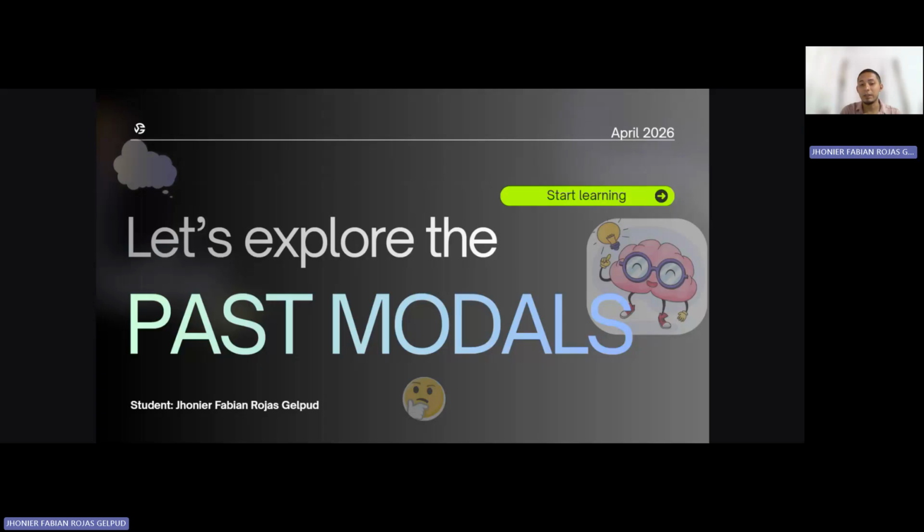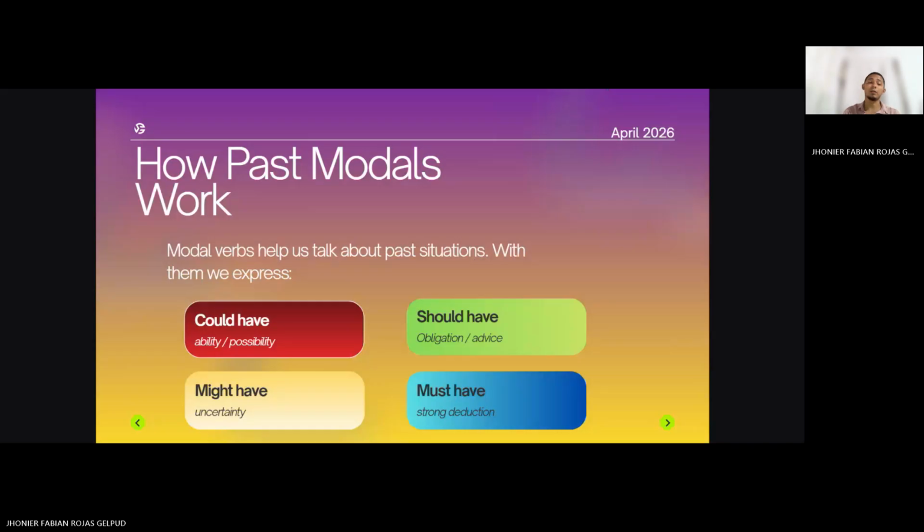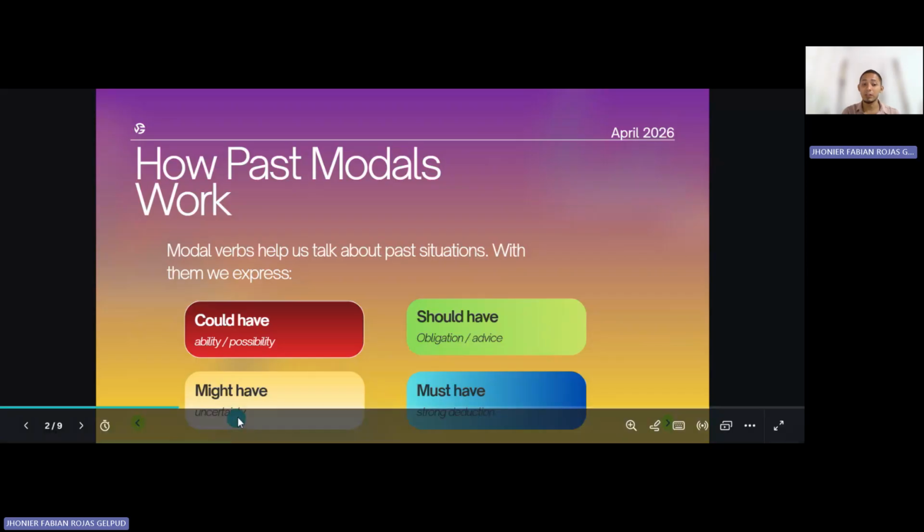We'll explore the past modals. How past modals work. Modal verbs help us talk about past situations. With them, we express ability or possibility. With the modal verb could have, obligation or advice. With the modal verb should have, uncertainty. With might have, strong deduction. With must have.